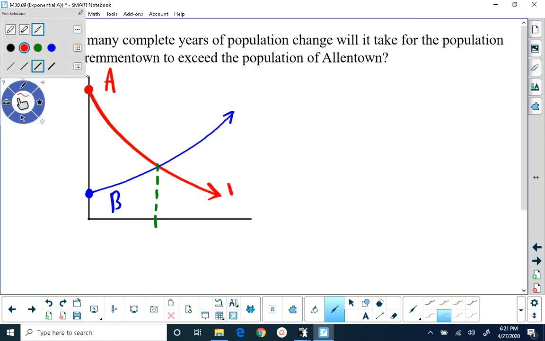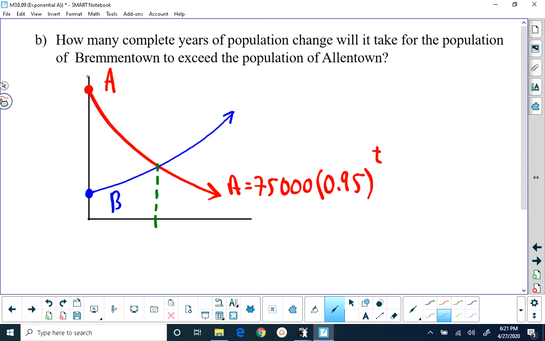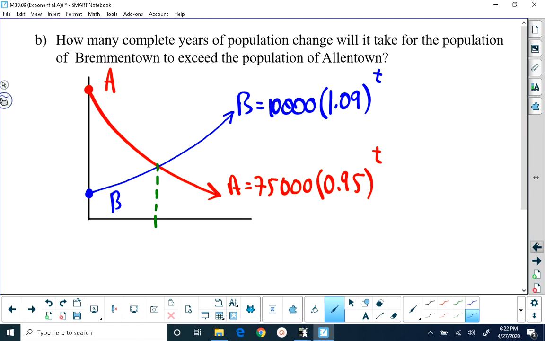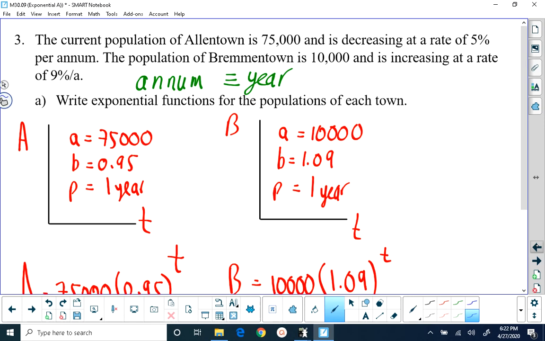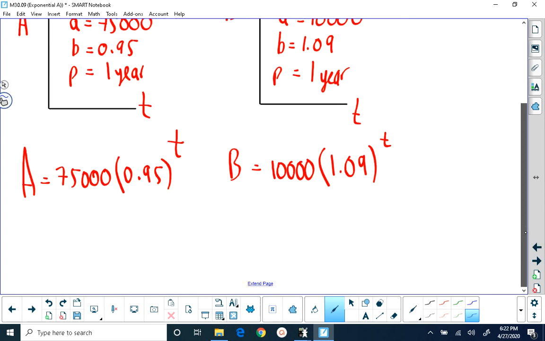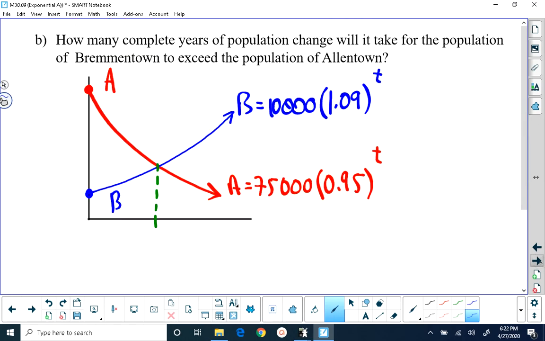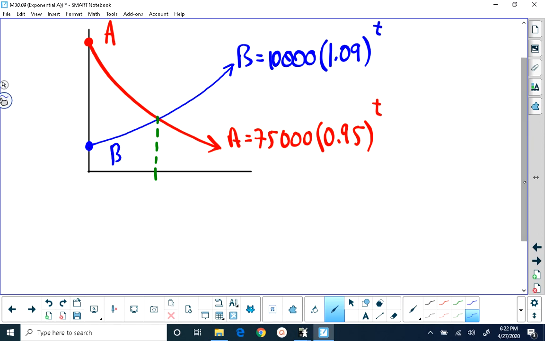The bottom line here is we can sketch these two functions. Allentown's was y equals 75,000 multiplied by 0.95 raised to the t. Brementown's population function was 10,000 multiplied by 1.09 raised to the t. I'd better just go back and check those. I think they're right, but they're okay. So we want to know where they intersect. We're simply going to graph one of these as y1 and the other one as y2.